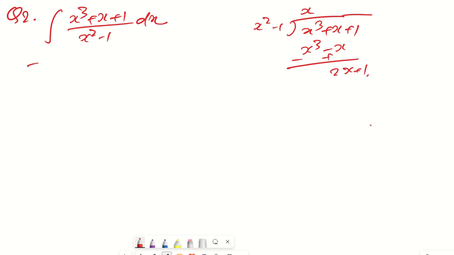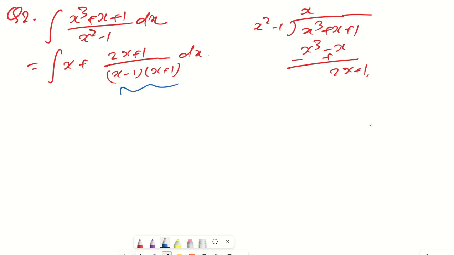So the integration can be written as x plus (2x plus 1, the remainder) divided by x square minus 1, and x square minus 1 I can write as (x minus 1) into (x plus 1) dx. Okay. So this is how we can write it. Now you can see the second term is in terms of partial fractions. So what I can do is a partial fraction and find out the values. So let's do that quickly.